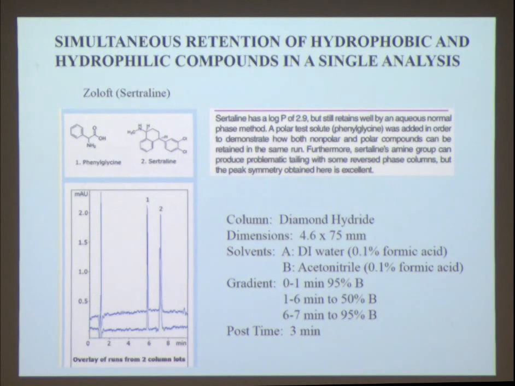Okay, and this is another example. So it stimulated us to try some other examples. This is another one of separating two compounds, one which is hydrophobic and one which is hydrophilic, in a single run. And this is phenylglycine and sertraline. Compound number 2, because of the greater number of nitrogens and also the chlorine groups, is a little bit more amenable to retention on the hydride surface, and so it's retained a little bit longer than the phenylglycine.